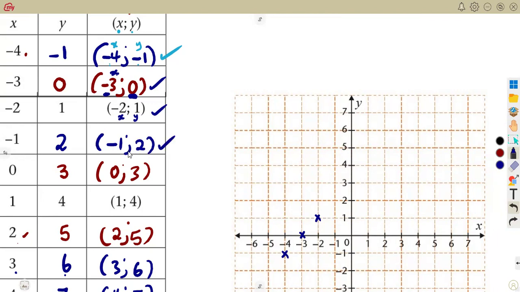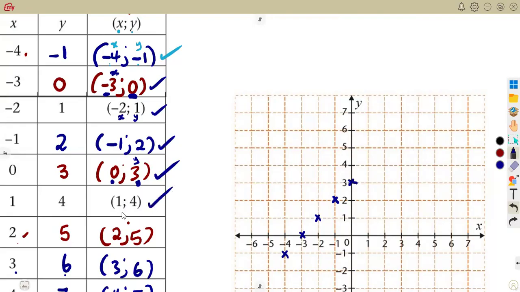Minus 1 versus 2. X is minus 1. Y is 2. Where are they going to meet? Here. That's where they meet. Where they meet, you mark a point. Minus 1 versus 2. 0 versus 3. X is not given. X is at 0. So you focus with what is given, the y value. Y is what? 3 here. The y value, that's where you mark.